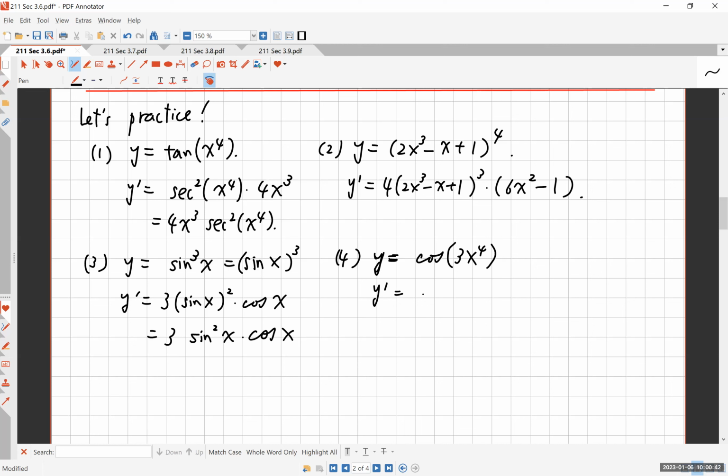y prime is negative sine of the blob, the cloud, times the derivative of the cloud, which is 12x cubed in this case. Again, traditionally, we try to write the polynomial part first. So negative 12x to the third times the sine of 3x to the fourth. And that is your answer. Okay. All right. So let's see if we can do one more.